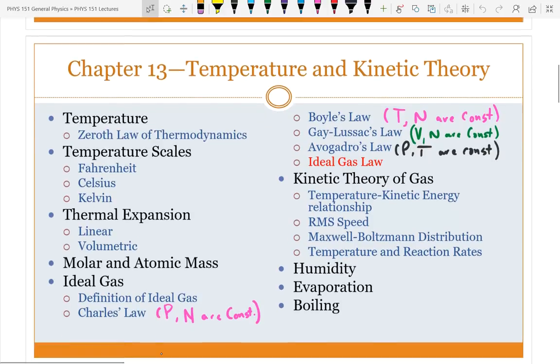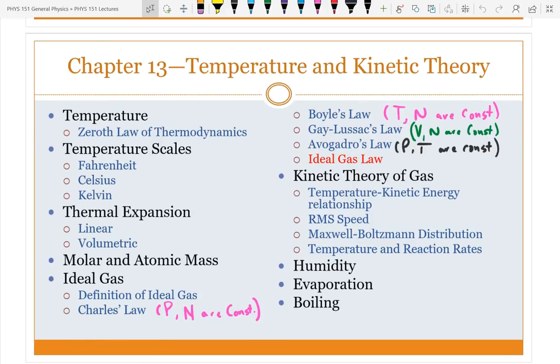Okay. So you can see I also did some annotation here. With thermal expansion, we have both a linear expansion and volumetric expansion.